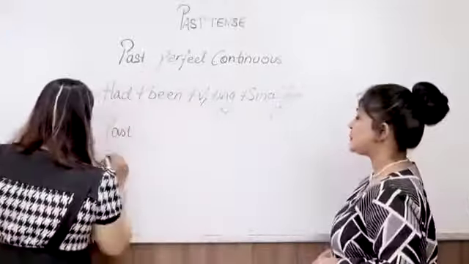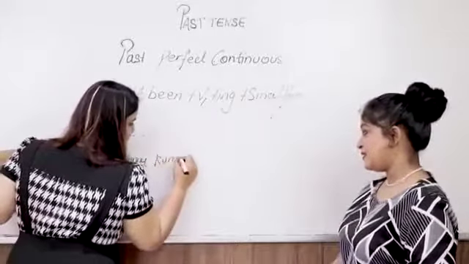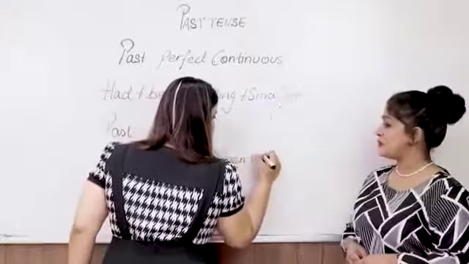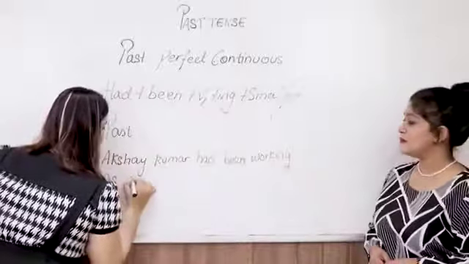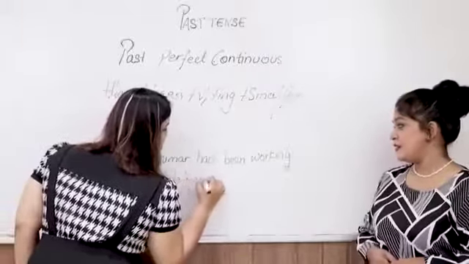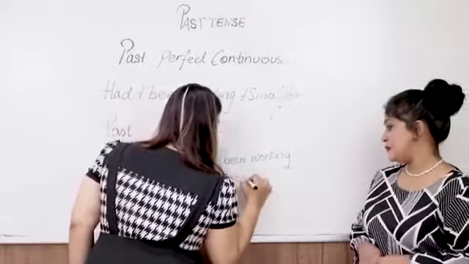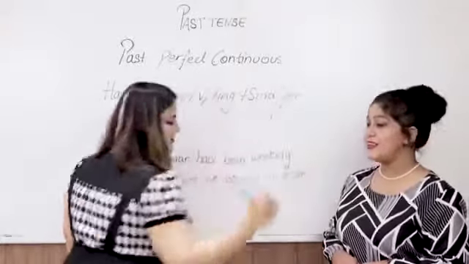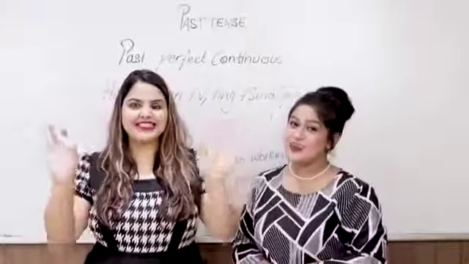Example, Akshay Kumar had been working as a chef before he became an actor. Alright? Okay, so we hope the complete usage of past tense is clear.